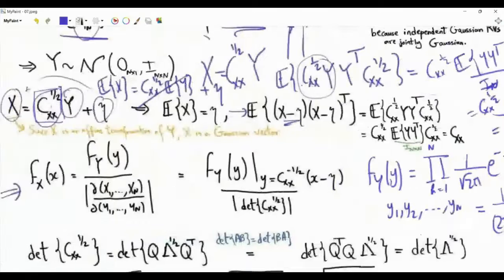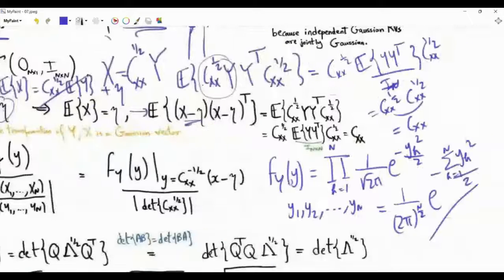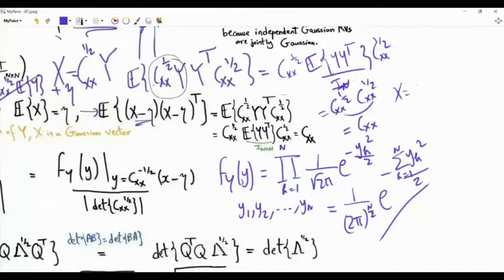But then we need to apply this formula to go from the distribution of vector y to vector x. The rule is that we will take this distribution here and replace the y's by the x. So we need to express y in terms of x. X is Cxx to the half times y plus eta. So move eta to the other side.